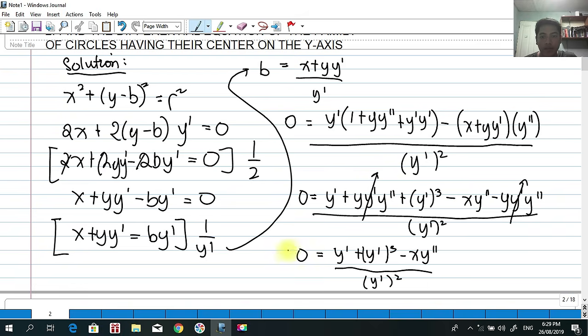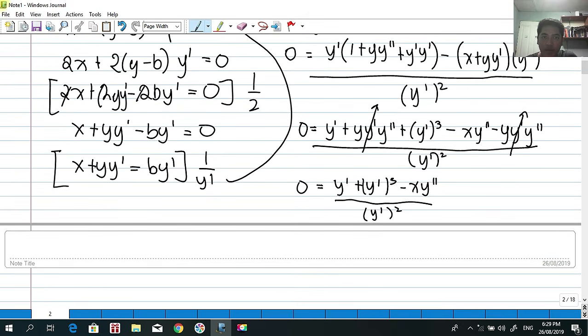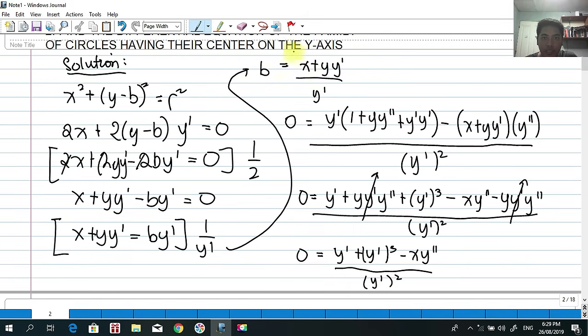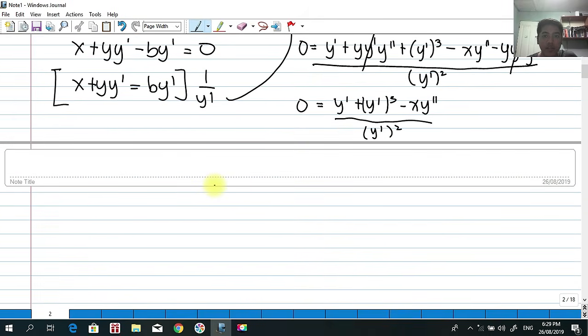So simplifying this differential equation, by the way, what I have performed here is the quotient rule. I forgot to say that earlier. That is the quotient rule for derivatives. So we arrive at this answer. Normally, the differential equation does not have any denominators in it. So we can cross multiply this. If we cross multiply that, we are left with 0 is equal to y prime plus y prime cube minus x y double prime.